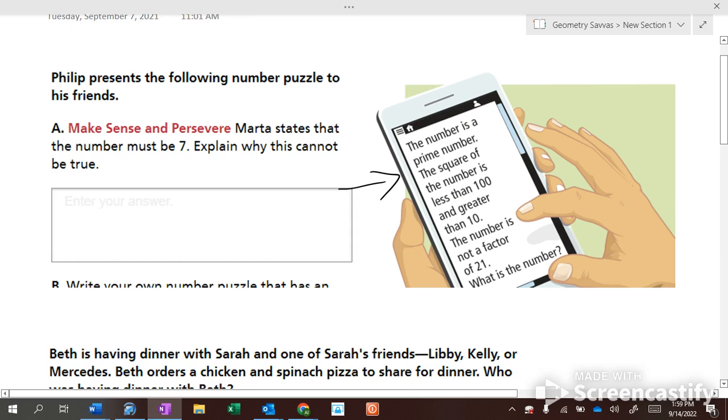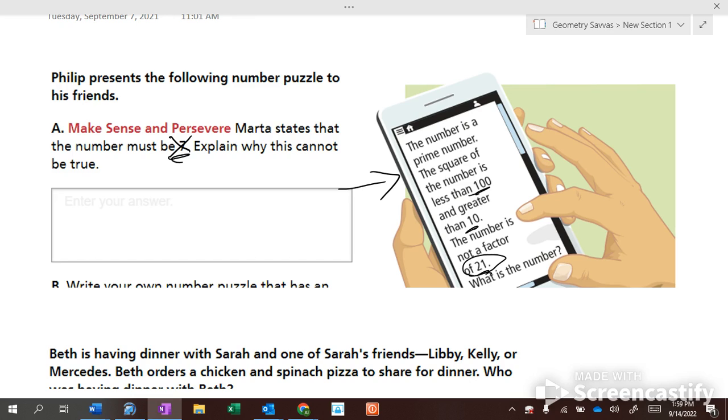So the number squared is less than 100, bigger than 10, and not a factor of 21. 7 breaks one of those rules. What rule does that break? Cheyenne? 21. 7 is a factor of 21, so it breaks that rule. So then we know that it can't be 7. Okay? Now, can we figure out what number it could be?